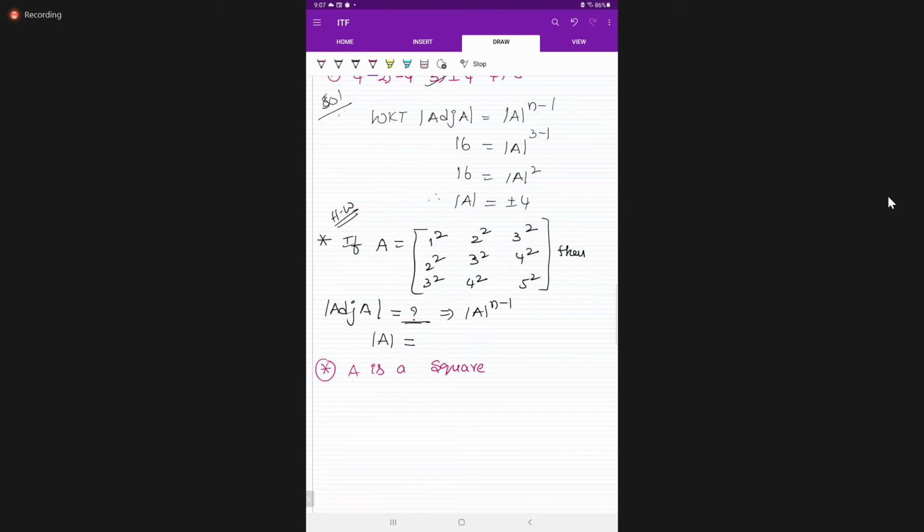A is a square matrix of order 3. Then det of adj of adj A square. First option det A square. Second option det A to the power 4. Third option det A to the power 8. Fourth option is det A to the power 16.